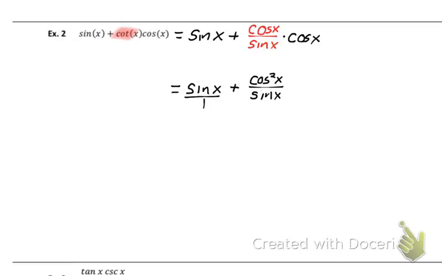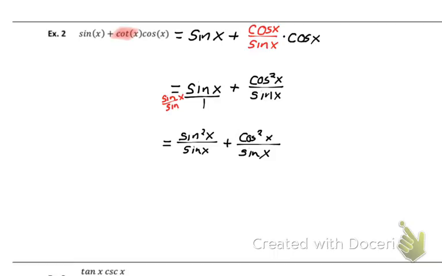In order to have a common denominator, I need to multiply this bottom one by sine of x, which means I need to also multiply the top by sine of x. So let me just smush that in there. So I'm going to have sine over sine, and I'm multiplying it by that. And that's going to give me sine squared x over sine of x plus cosine squared x all over sine of x.